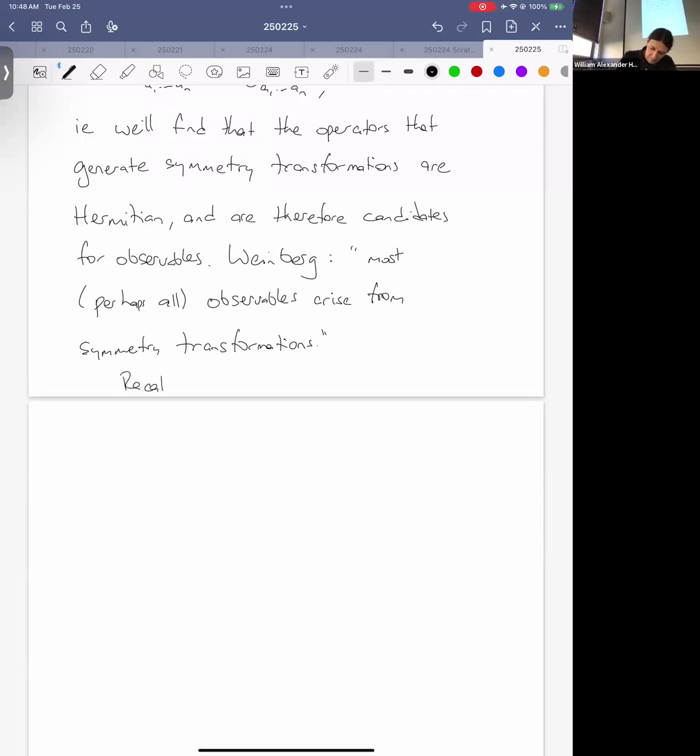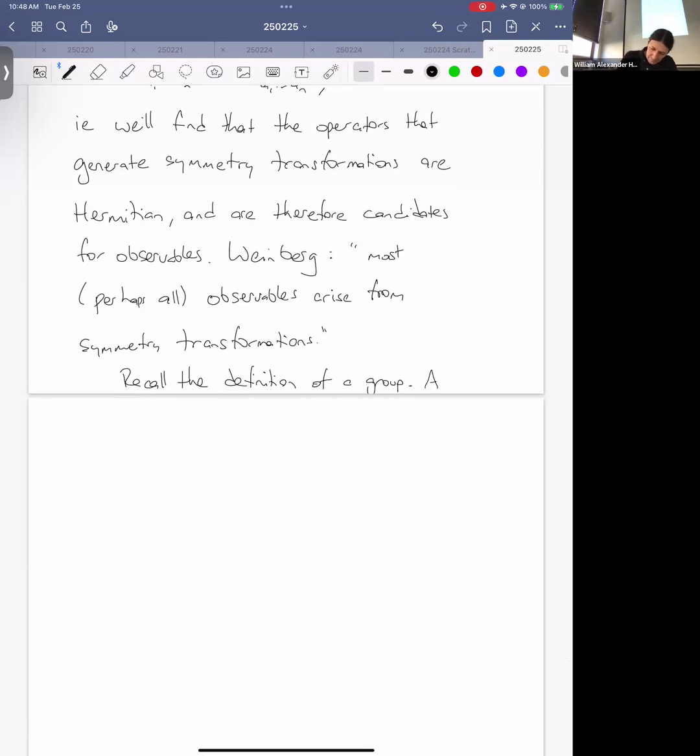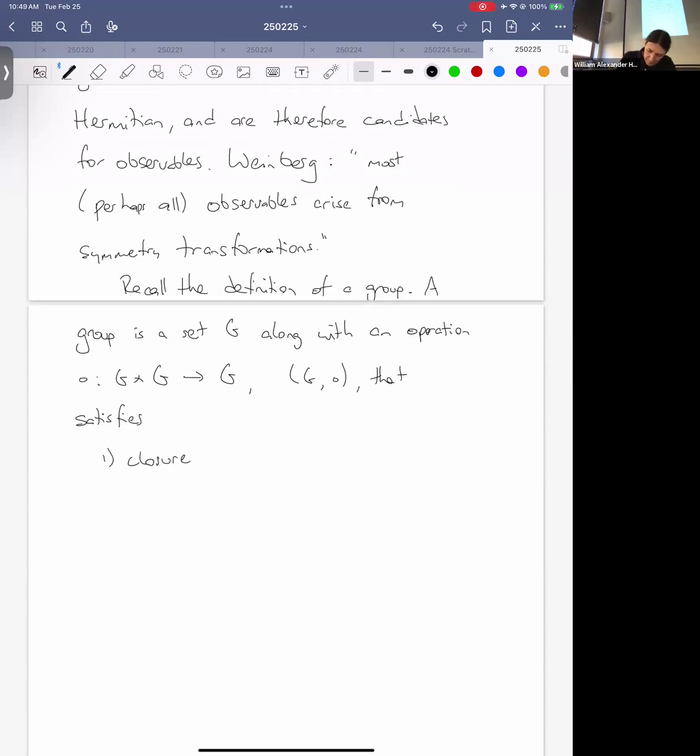So we'll call this the definition of a group. A group is a set G of elements, along with an operation, call it little circle, which takes two elements of G and spits back another element of G. So the group is both the set of elements and the operation that satisfies, one, closure, which is to say that for all elements A and B in our set G, if you perform the operation on those two elements, you end up with some element still of the set G.